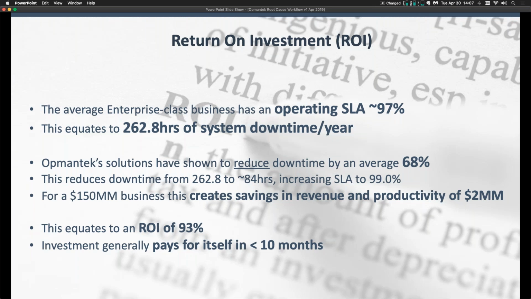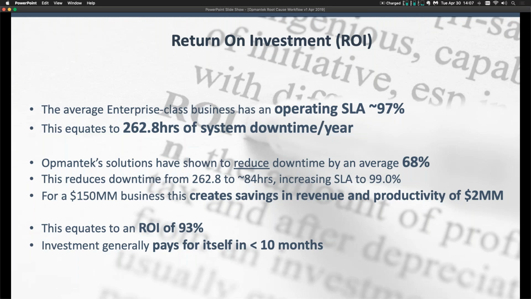which increases your SLA from 97 to 99%. And for that kind of average enterprise class business, which is doing about $150 million a year, that creates a savings in revenue and productivity of $2 million. And that's $2 million realized every single year that you're utilizing our product line.